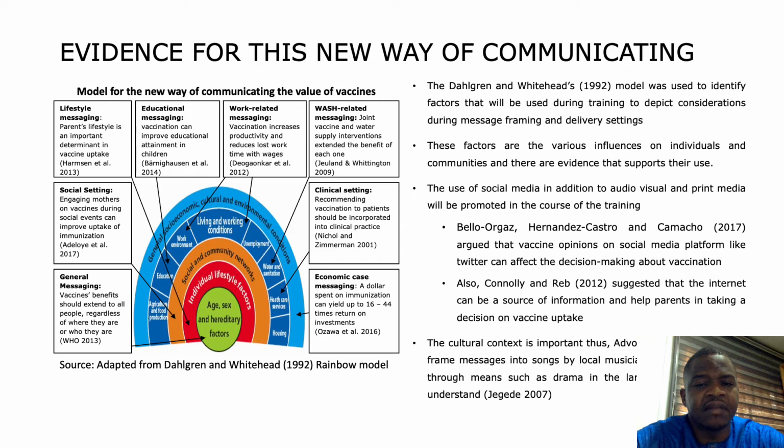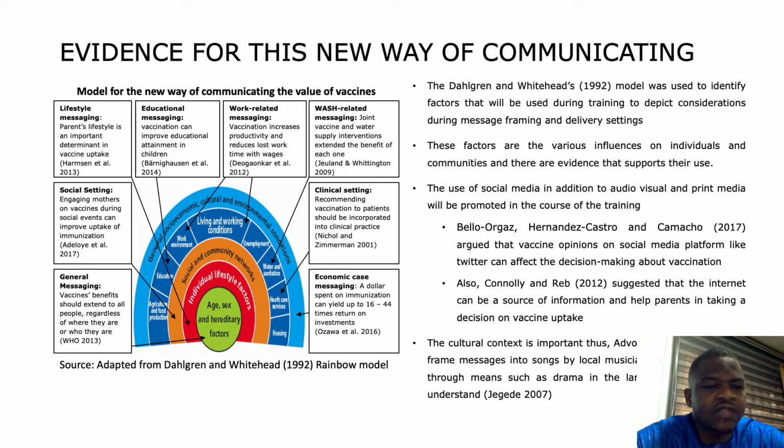We have evidence that social media platforms like Twitter can affect decision making for vaccines, and there is also evidence that suggests that the internet can be a source of information and help parents in taking a decision on vaccine uptake. So, in addition to using this model in the messaging and the delivery, we're also going to make sure that we consider the use of social media in addition to the traditional means of communication. And one of the things you see in the model is also things like culture and community networks, right?